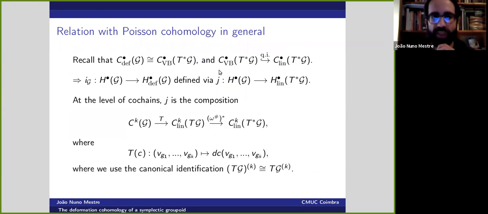Now, I'll just tell you that for groupoids, we basically managed to define a similar map. And what we do is that since our deformation cohomology for a groupoid was quasi-isomorphic to linear cohomology for T star of G, we'll use this complex instead. And we want for a groupoid cochain to induce a deformation cochain. And the way we do it is by taking a tangent lift to get a cochain on TG, and then using the symplectic form to identify these two and get a linear cochain on T star G. So we get a map that goes precisely from groupoid cohomology to deformation cohomology.